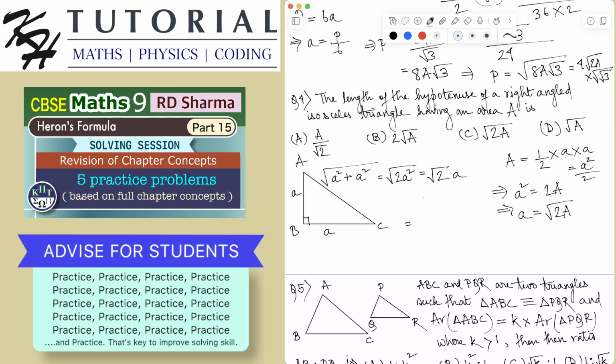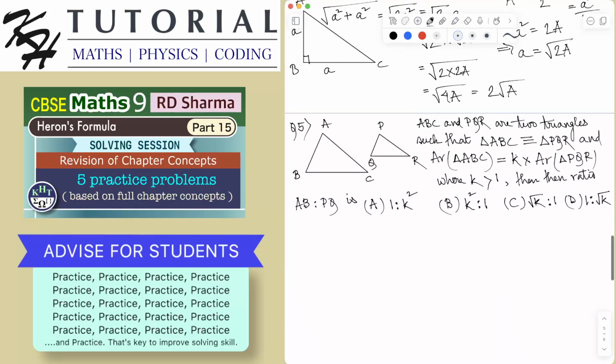So this is equal to square root of 2 into a, and a is square root of twice A. So this is equal to square root of 2 into twice A. This is square root of 4A. This is equal to 2 into square root of A. So the length of the hypotenuse is equal to 2 into square root of A. So the correct choice is B. B is the correct choice.